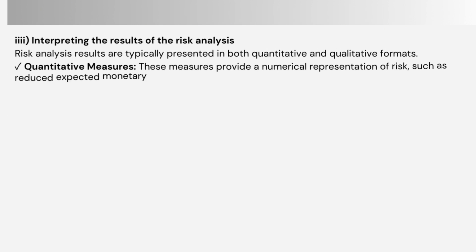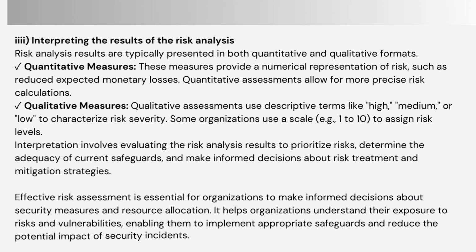The third part under risk assessment is interpreting the results of the risk analysis. Risk analysis results are typically represented in both quantitative and qualitative formats. Quantitative measures. These measures provide a numerical representation of risks such as reduced expected monetary losses. Quantitative assessments allow for more precise risk calculations. Qualitative measures. Qualitative assessments use descriptive terms like high, medium, or low to characterize risk severity. Some organizations use a scale of, e.g., 1 to 10 to assign risk levels.